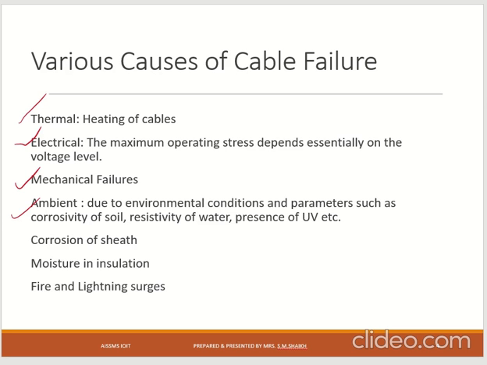Thermal causes, as the name suggests, are because of the heating of the cables. Electrical, the maximum operating stress depends essentially on the voltage level, which causes the electrical stresses in the cable. And mechanical failures means due to the digging of the ground, most of the time the cables get injured or get cut. That is the mechanical failures.